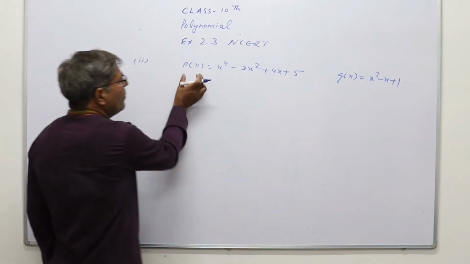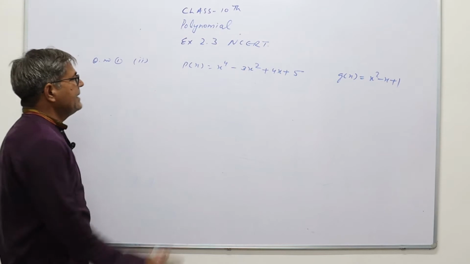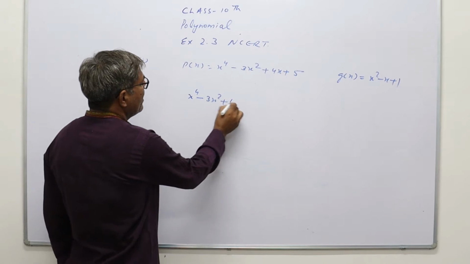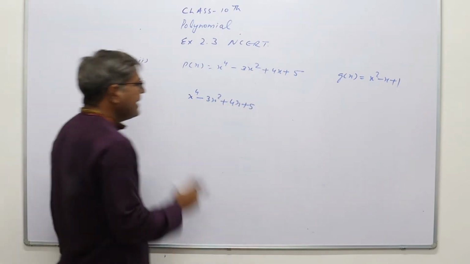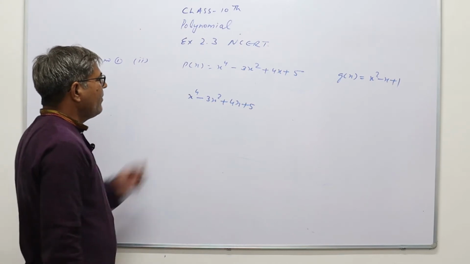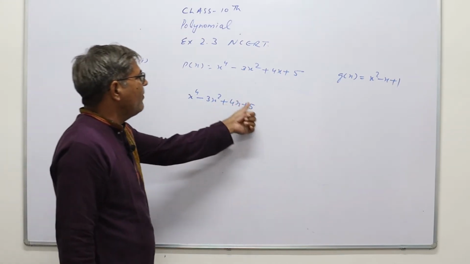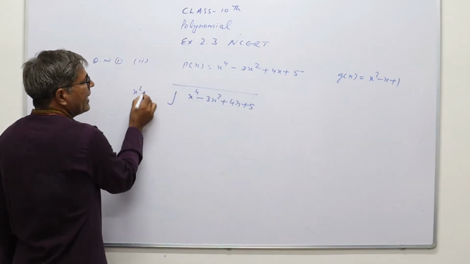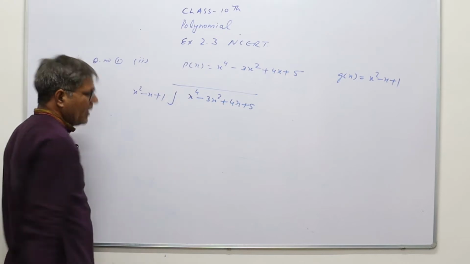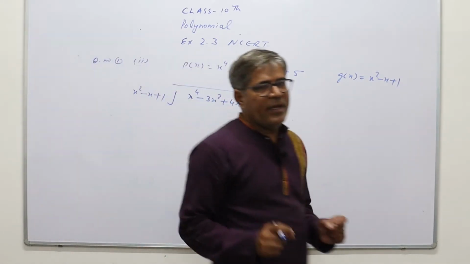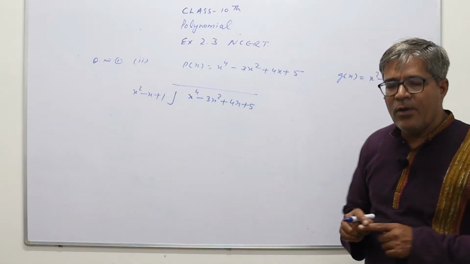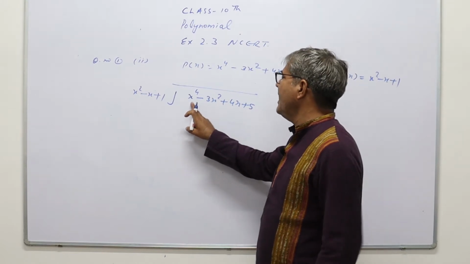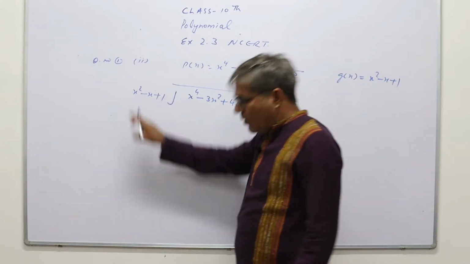So now what we have to do? We have to divide px by gx. So write px, x power 4 minus 3x square plus 4x plus 5, in the decreasing order of the degrees. First term degree is 4, then 2, then 1 and then 0. And now we have to divide this by x square minus x plus 1. Whenever we have to divide one polynomial by another, first we will observe the highest degree term. So here 4 degree and here 2 degree.